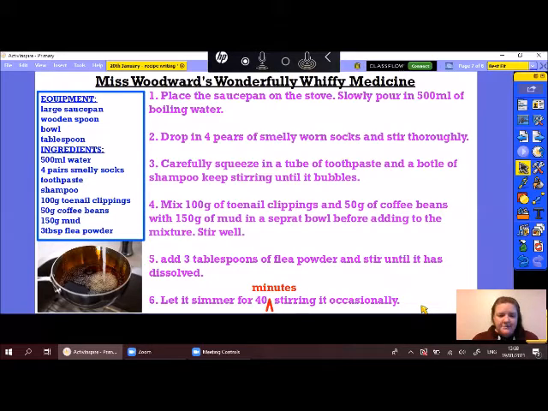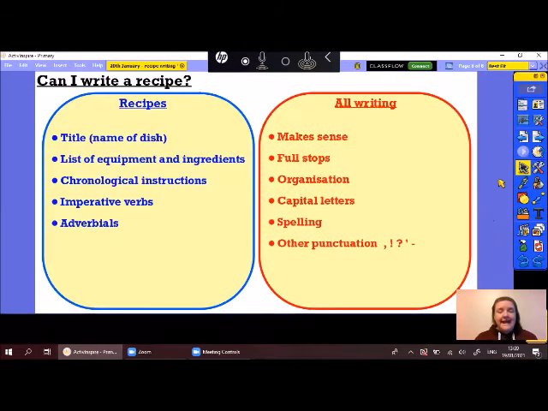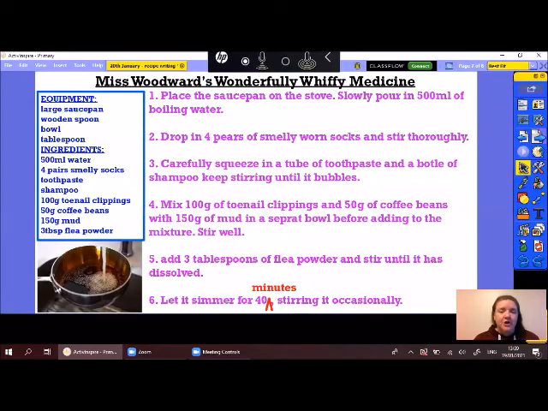Right, check that last one for me. Let it simmer for 40 minutes, stirring it occasionally. That works. Okay, what's the next thing on the list? Next, we're checking for full stops. So there should be a full stop between each sentence.